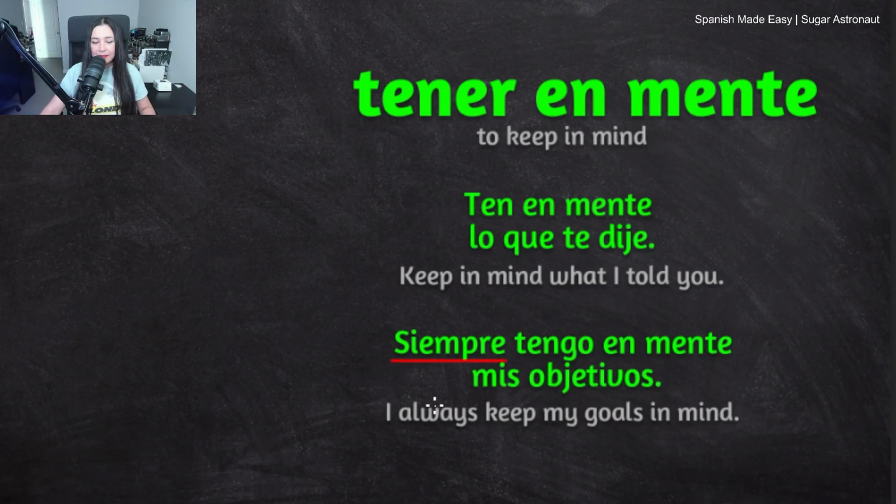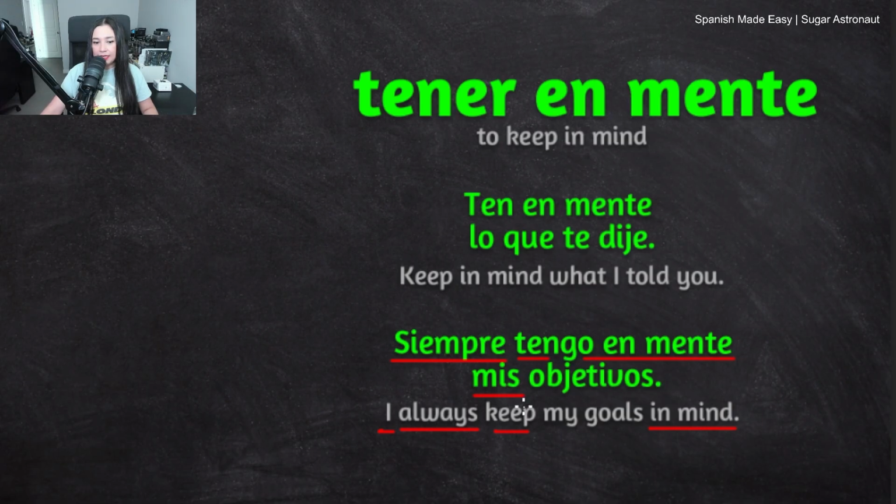Siempre means always. Tengo en mente, that's the phrase we're learning. Yo tengo en mente, we don't need yo. You can just say tengo. That means in this situation I keep, and then the rest of the phrase en mente, in mind.